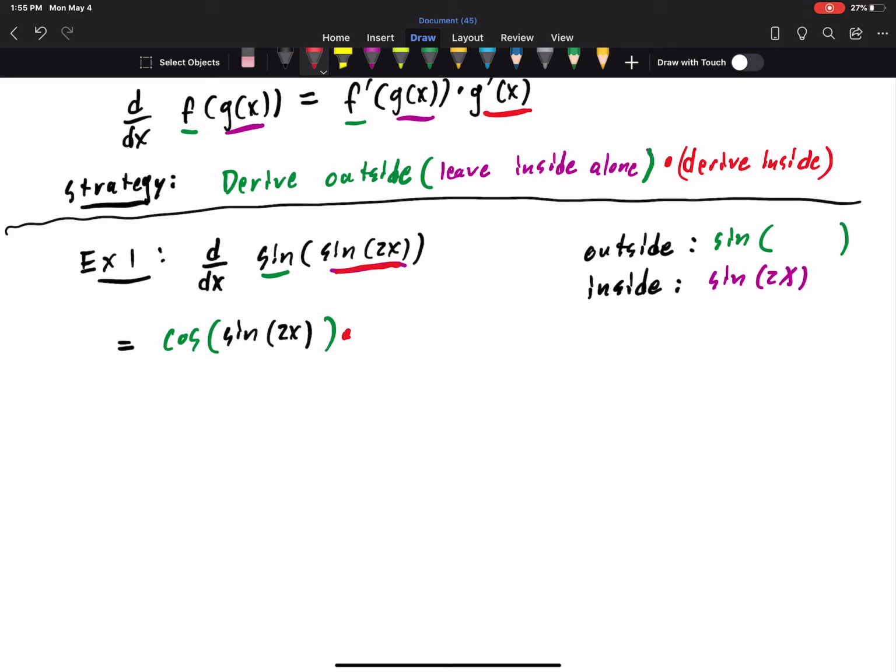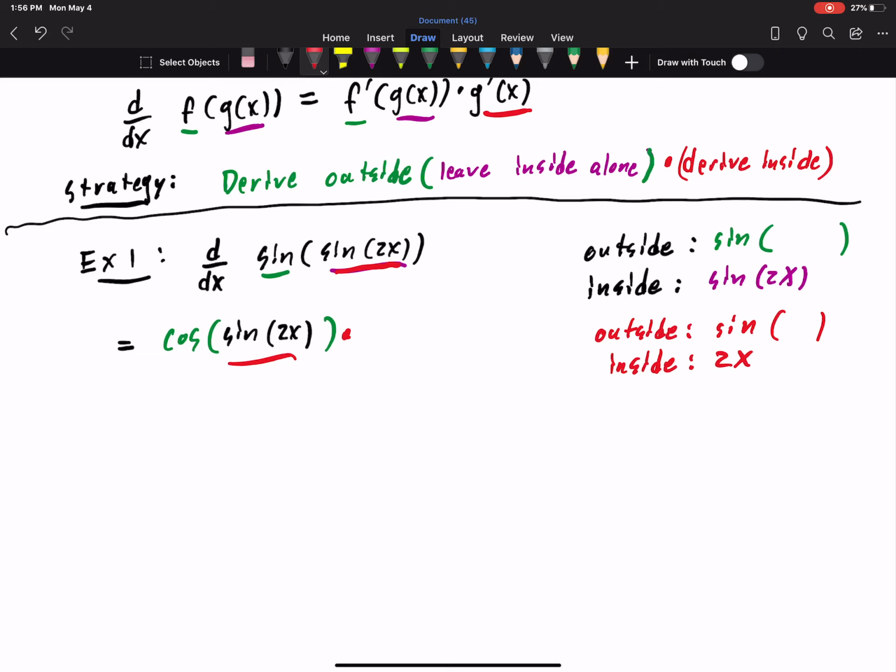But in order to do that, that's going to require another iteration of the chain rule because it has its own inside function. If I were to try to derive the sine of 2x, it has its own inside function of 2x. So I'm going to have another outside. So that would be sine of blah, and then the inside of that is going to be 2x.